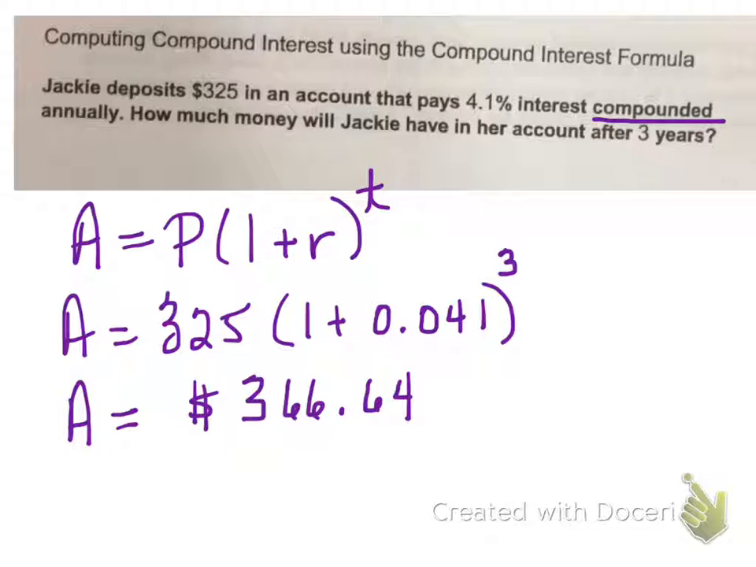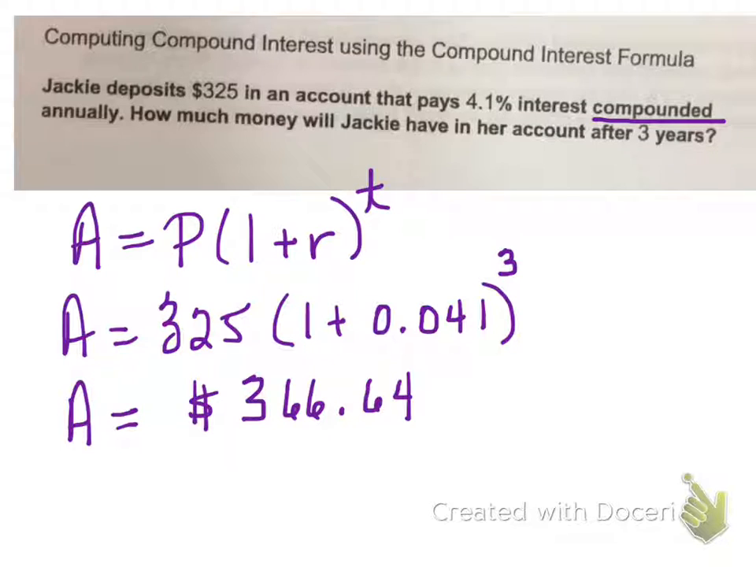Does anybody have trouble using your calculator? I think what you're going to have to do here is do that parentheses part. Sometimes you have to press the second and press parentheses. I got 366 and 63 cents.